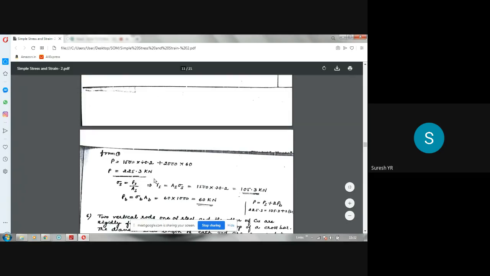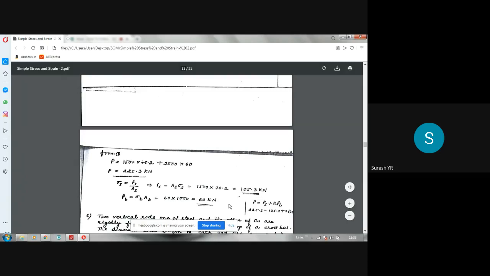That is the answer. Now, he has asked the force in steel as well as force in brass, so PS and PB. We know that PS is given by area into stress. So PS is equal to sigma s into AS. If you substitute, sigma s is 70.2 and AS is this, you will get this much. And force in brass bar is PB, which is sigma b into AB. Sigma b is 60, AB is 1000, so 60 kilonewton. So force in each brass bar is 60 kilonewton. Force in steel bar is 105.3.